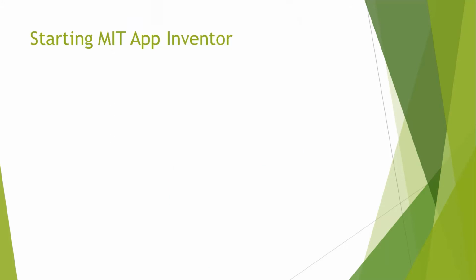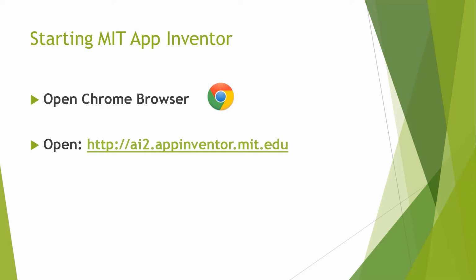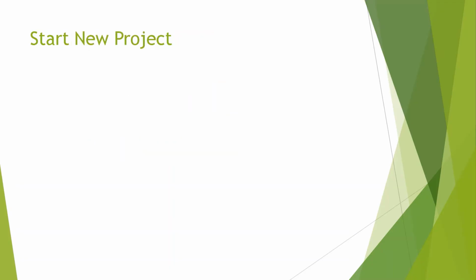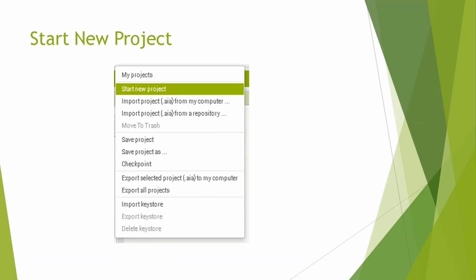Please open your browser. Open the following URL, http://ai2.appinventor.mit.edu. From MIT App Inventor home screen, select My Projects. Then select Start New Project.